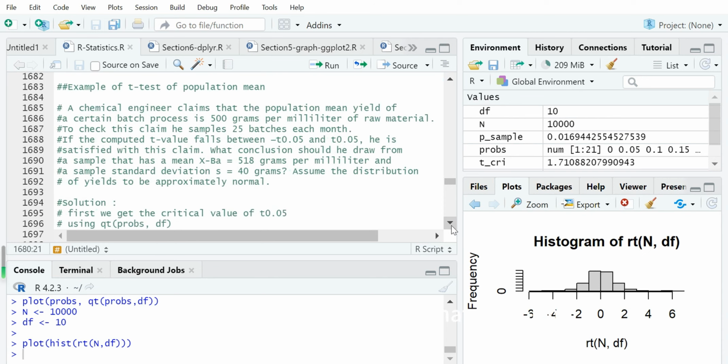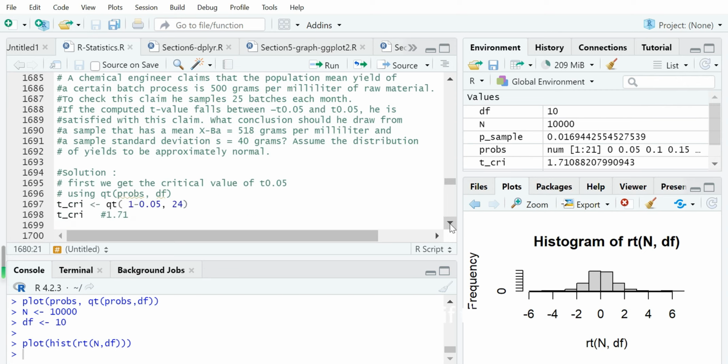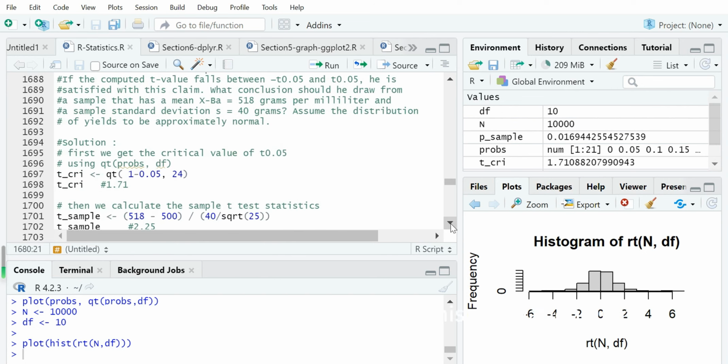So the population is approximately normal, and we get a random sample of size 25. So 25 is a small sample, less than 30. So we can use the t-distribution to test if the random sample comes from this population, right?